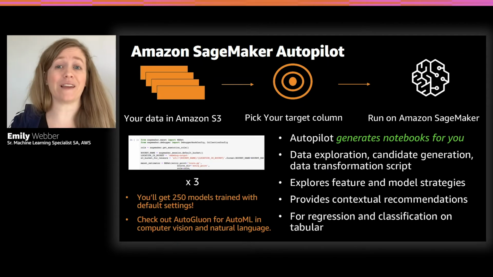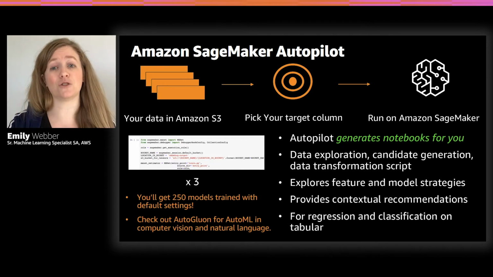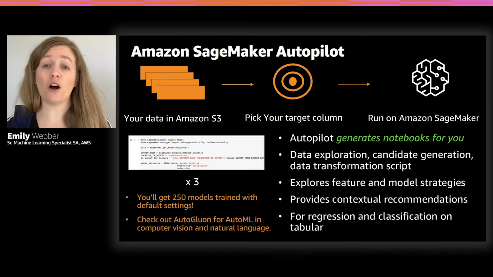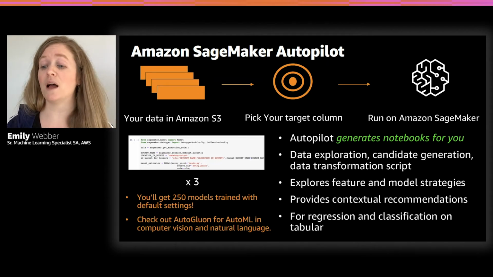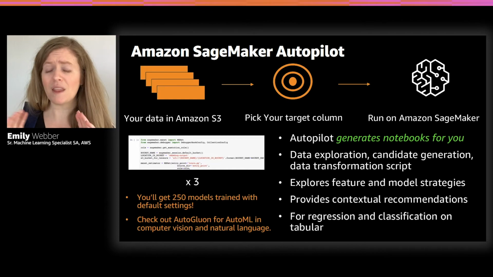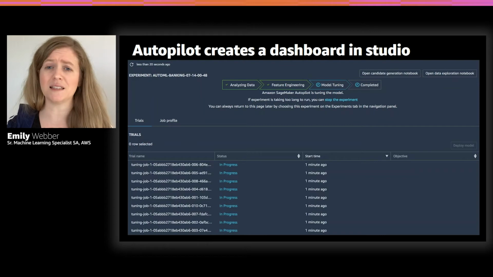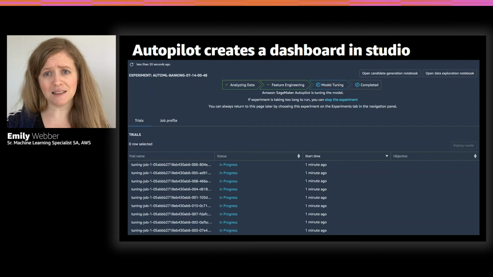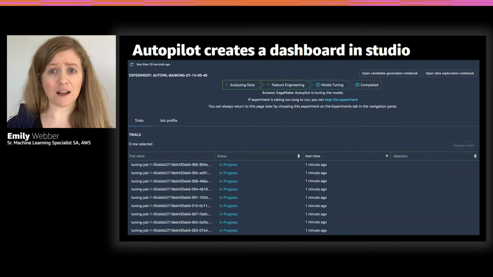And then we have what are called candidates. And a candidate is a unique combination of a feature engineering strategy with a model tuning strategy. And in SageMaker Autopilot, by default, we're going to get 250 models trained. So quite a few models that are trained there. In Studio, we get a really nice dashboard that Autopilot creates for us, telling us what stage our model is in, moving all the way from analyzing data to performing feature engineering, tuning the models, and then showing completion. And again, you can see on the top right-hand side there, you can just open up your candidate generation notebook, open up your data exploration notebook.